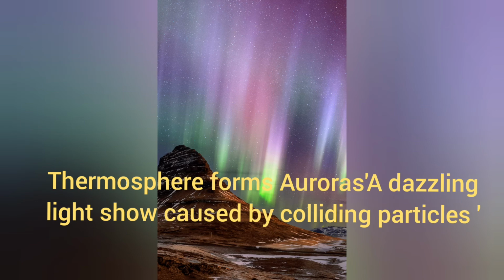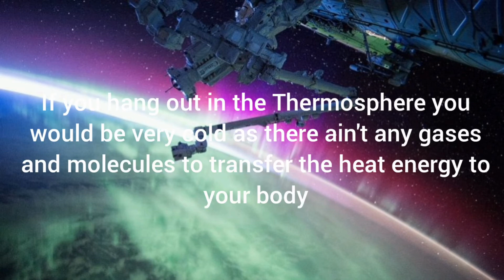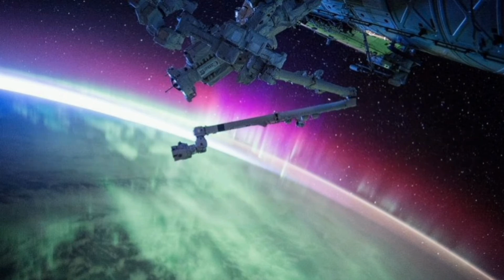The thermosphere forms the auroras, a dazzling light show caused by colliding particles. Here, the satellites also orbit around the Earth. So the thermosphere extends up to 90 kilometers from the surface of the ground. If you hang out in the thermosphere, you will be very cold in spite of the high temperatures of the thermosphere because there is hardly any gas to transfer the heat energy into your body.